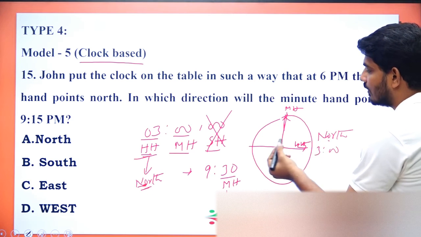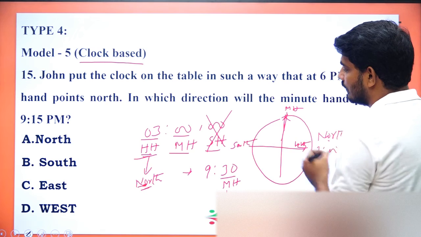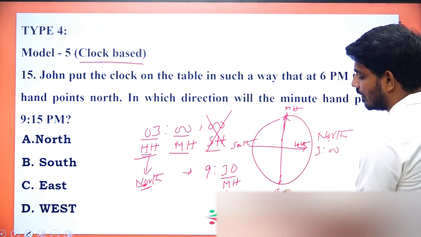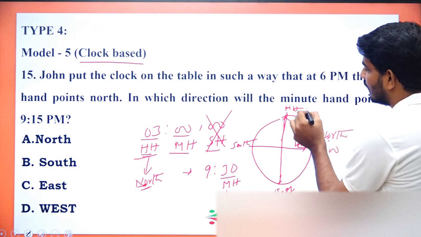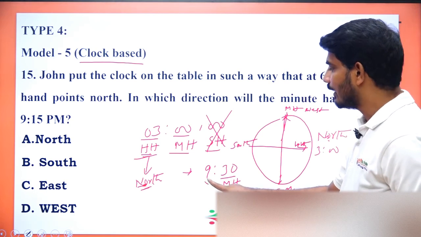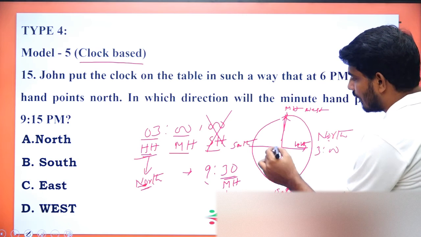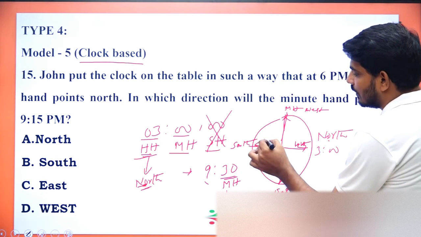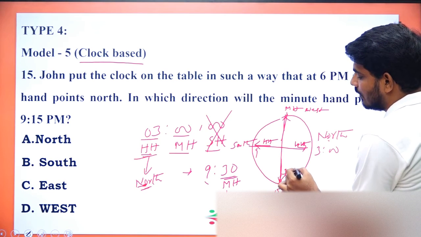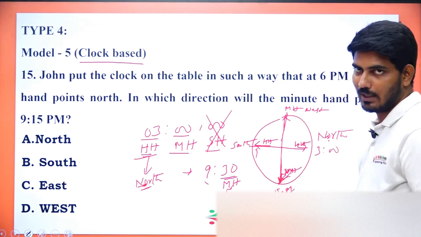If this is the north, south will be opposite to it. South and north are opposite to each other. This is north. If I go in clockwise direction, east will come, then south, and this will be the west. Now what he asked here is, at 9:30, in which direction will the minutes hand of a clock be? The 9 will be here, this will be the hours hand, and 30 will be here, this will be the minutes hand. So the minutes hand at 30 will be in east direction.